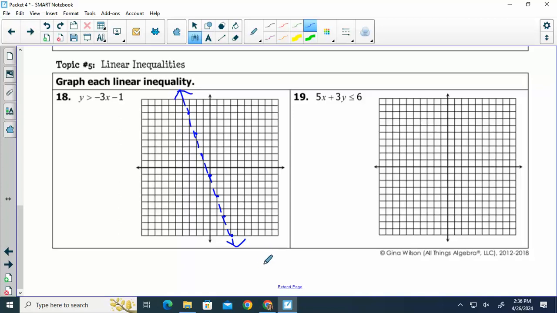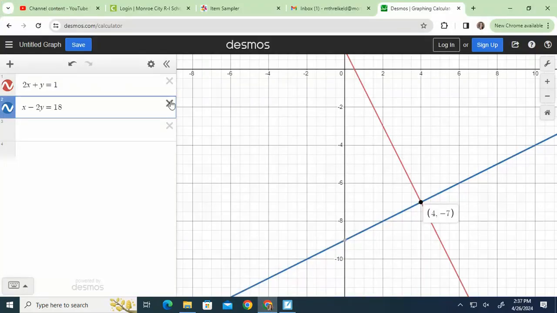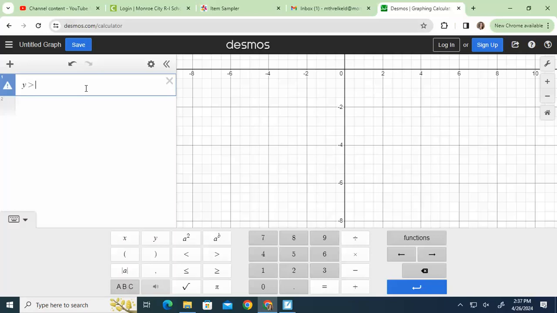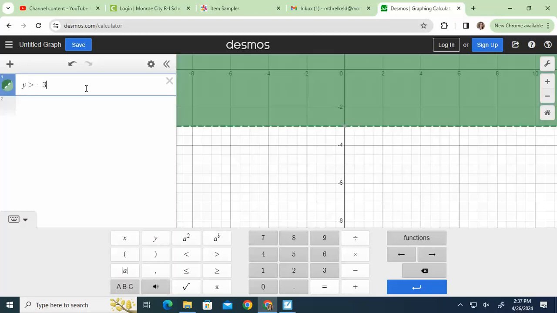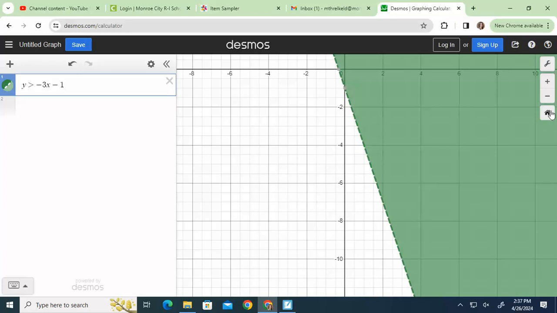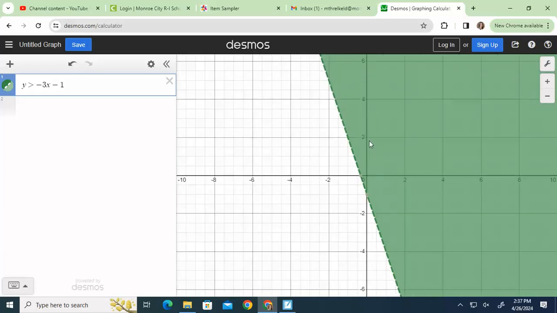All right. So we're working on strategies right now. If you don't know how to graph something, what would you probably do? Type it into Desmos. Let's look at what Desmos does. So we have y is greater than negative 3x minus 1. It has that dashed line, and then what did it do?